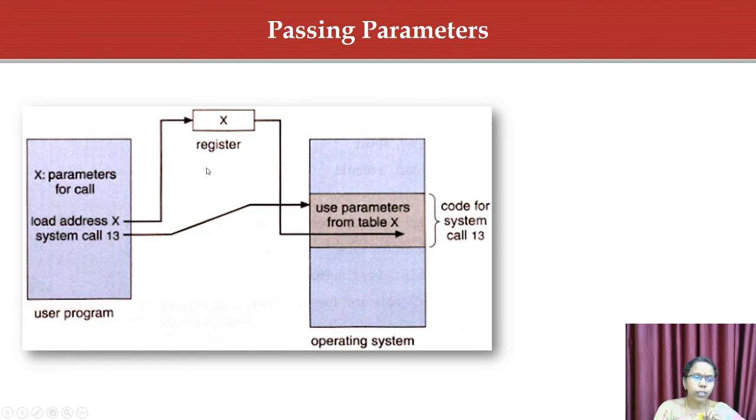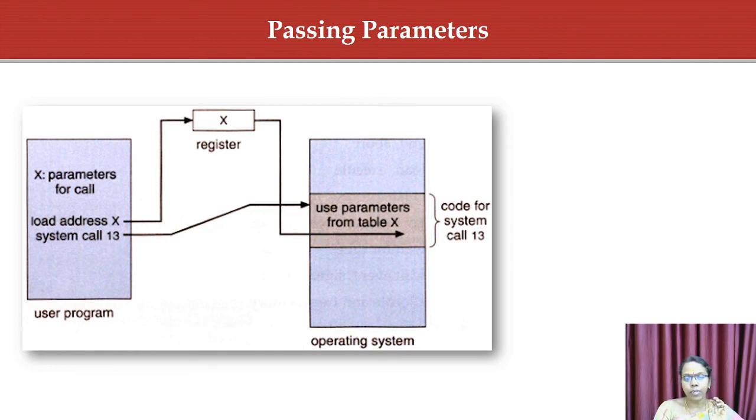And the third method is we just execute a system call. So normally what does the user program do? It takes x as the parameter, that is, it's a parameter. So load the address x, that is, the address of register x. So the execution is done. The x loads the address and it moves to the operating system. The user program moves to the operating system. Instead of the first one using registers and the second one using a table, in the third one we directly execute a system call. Here the system call number is 13.